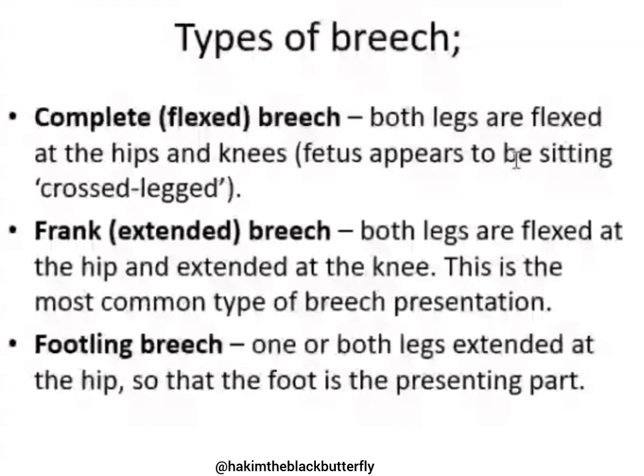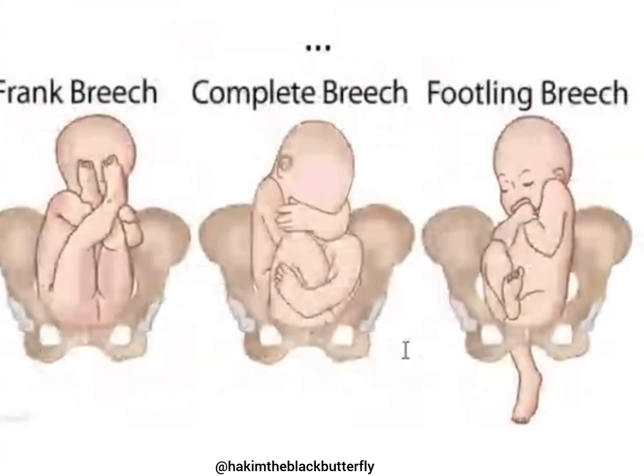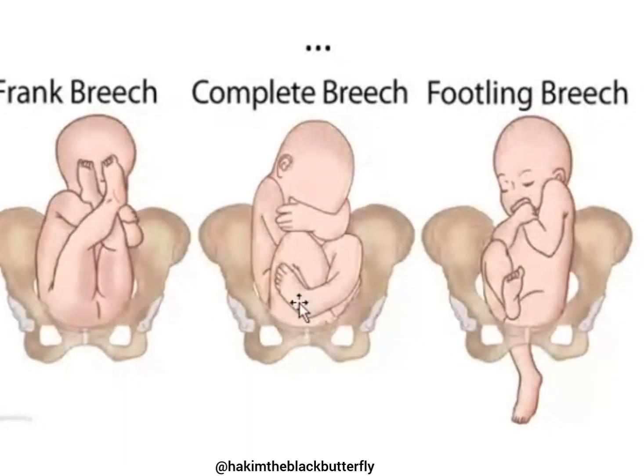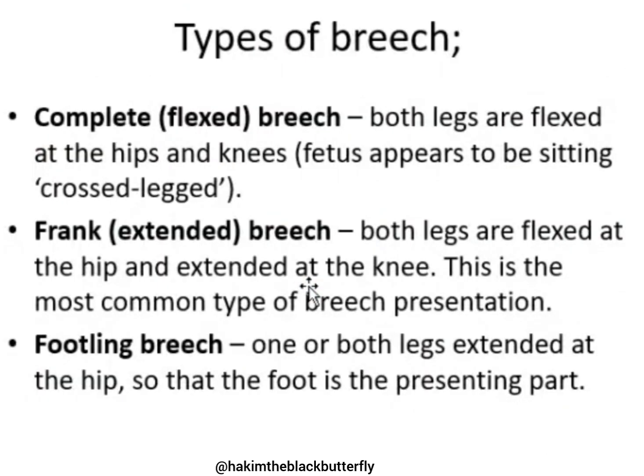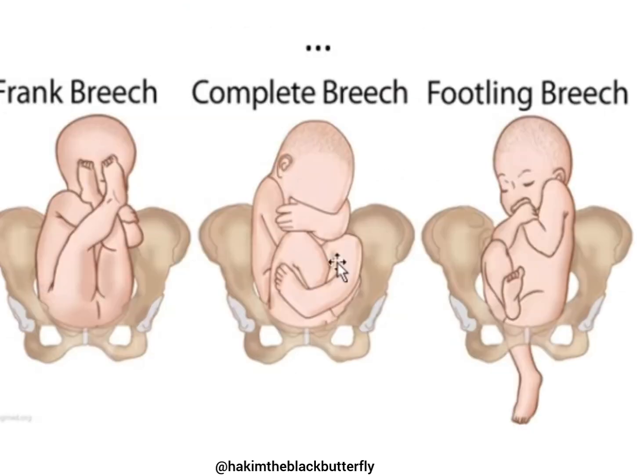Types of breech presentations will have the complete breech, the frank or extended breech, and the footling breech. And their features are given here. You can see the frank breech, the buttocks are the ones which are facing the birth canal. The head is supposed to be there in the cephalic presentation, but it's the other way around. This position is known as the complete breech, which we have talked about here. When you look at the limbs, they are all flexed.